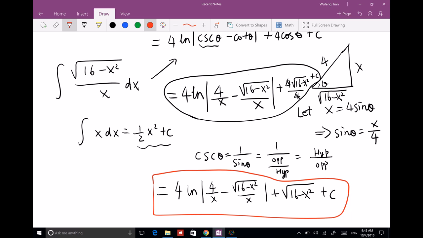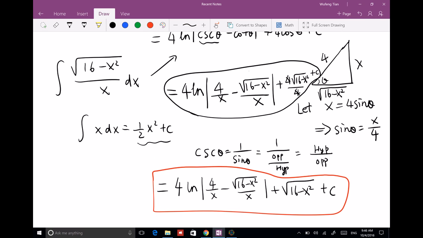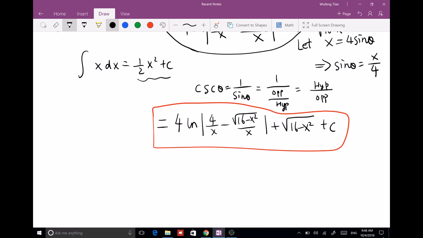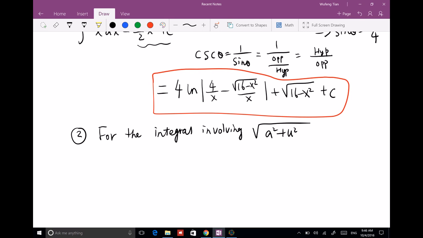The next one we're going to do is the tangent. Since we have the background of sine theta now, we can do that one a little bit quicker. For the second one, we can finish tomorrow. Okay, so the second part is for the integral involving square root of a squared plus u squared. Previously it was a squared minus u squared, right? So now it's a squared plus u squared.